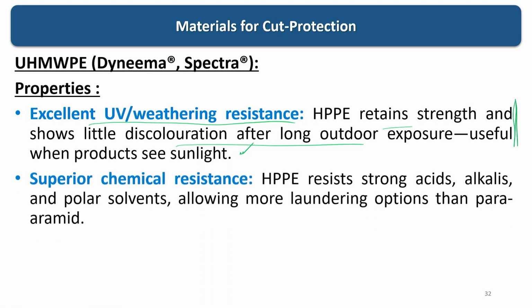It has very high, super chemical resistance, because of the absence of any reactive group. So, HPP is resistant to acids, alkali or polar solvents. No reactive groups are there. It is an inert material, allowing more laundering options than para-aramid.